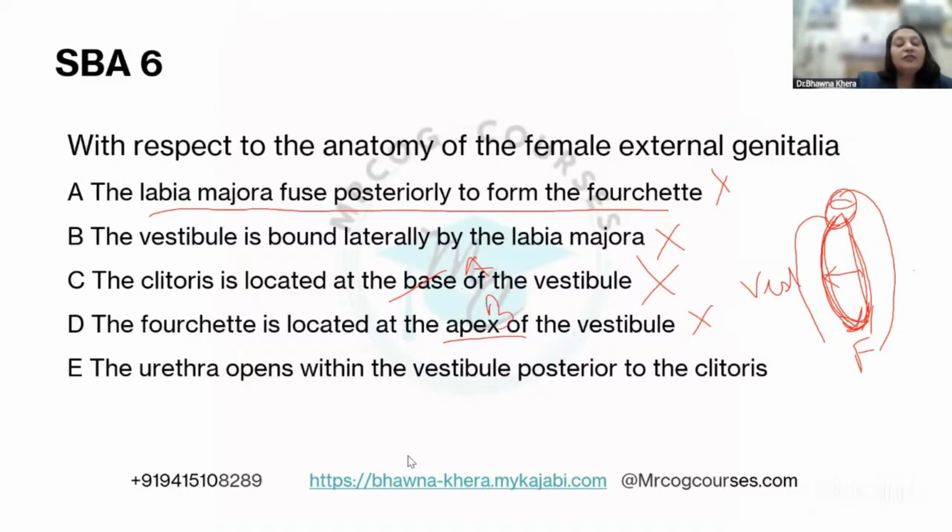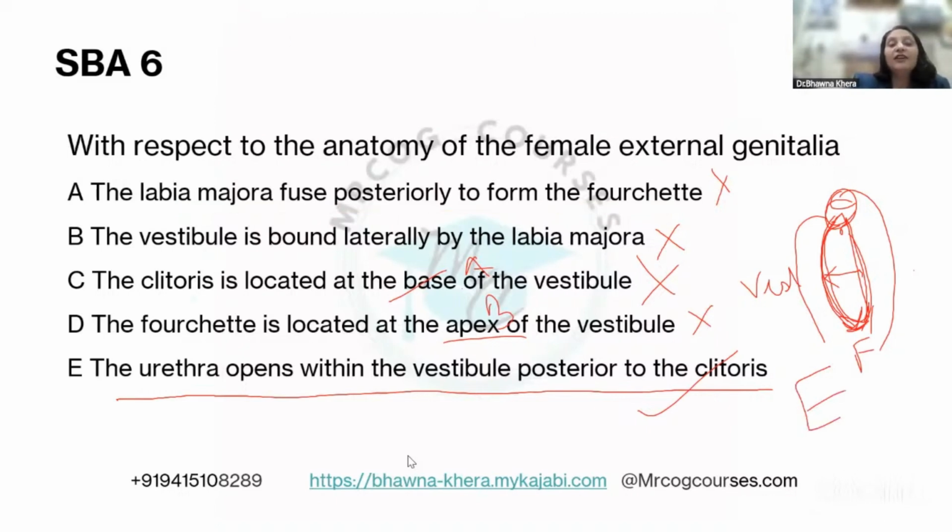So we are left with the final statement, which is the urethra opens within the vestibule posterior to the clitoris. So here is the urethra just posterior to the clitoris. So this is the correct statement. So our correct answer is E.